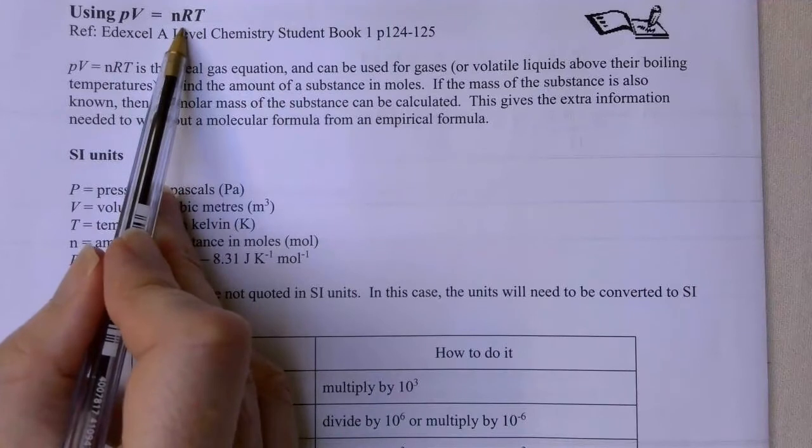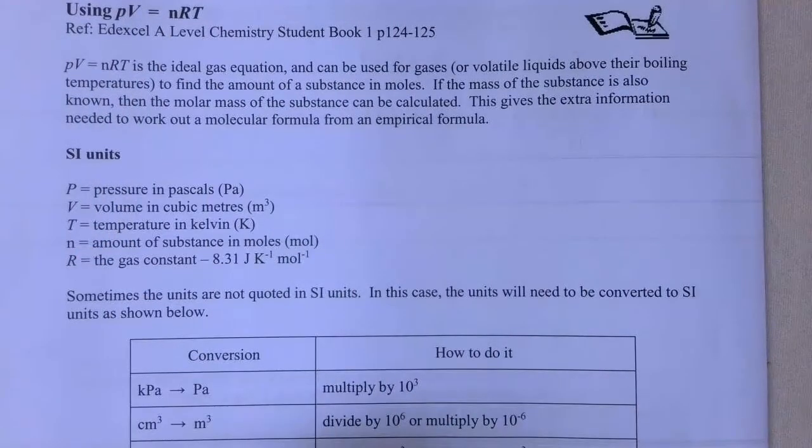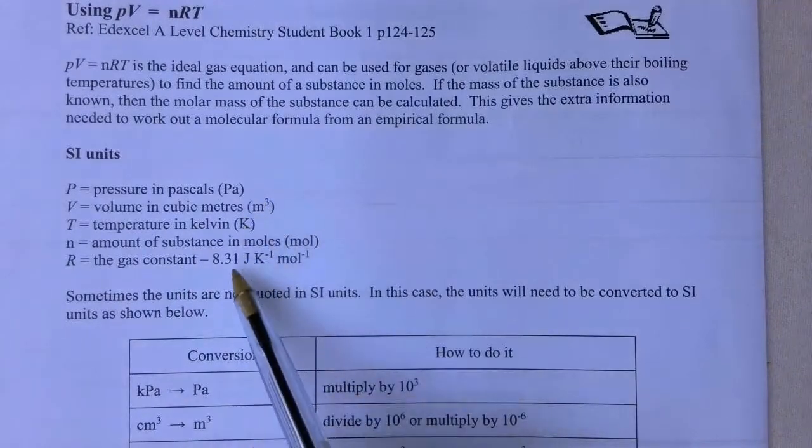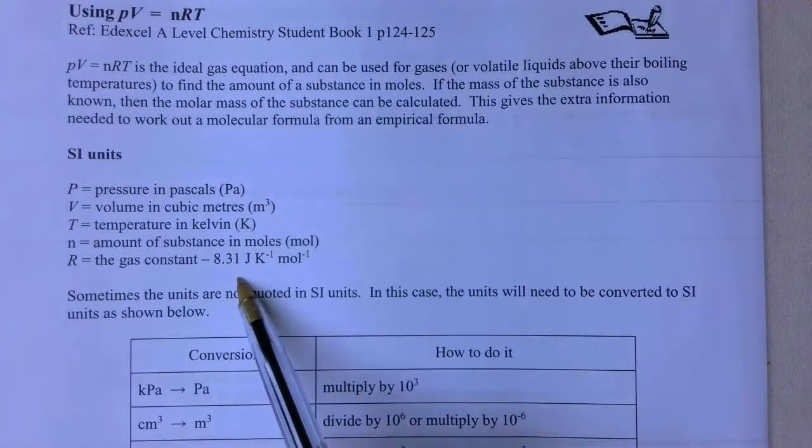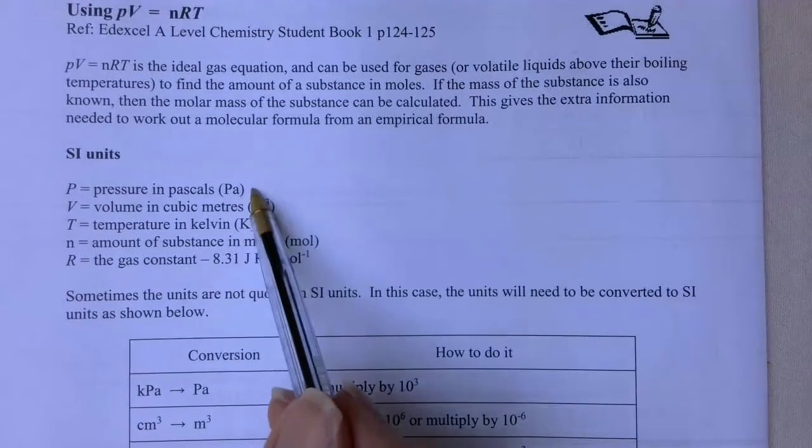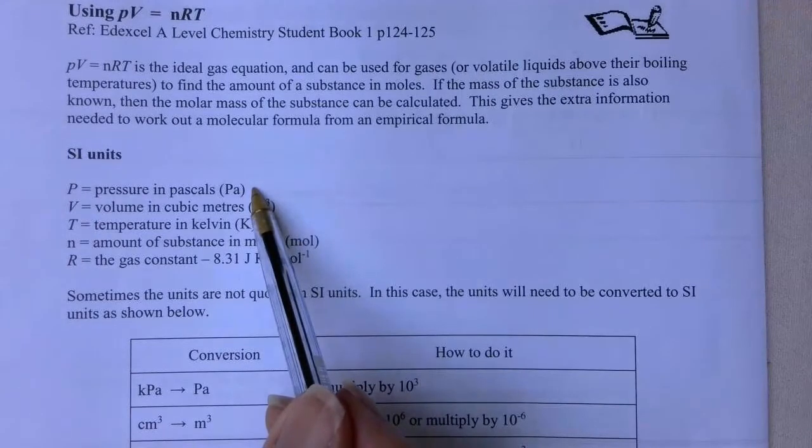And the gas constant is always given to you in your data book, and that is 8.31. You do need to be very, very careful of units, and this is what usually trips students up, not converting to the correct units. So everything has to be in what we call SI units. So pressure is measured in pascals.